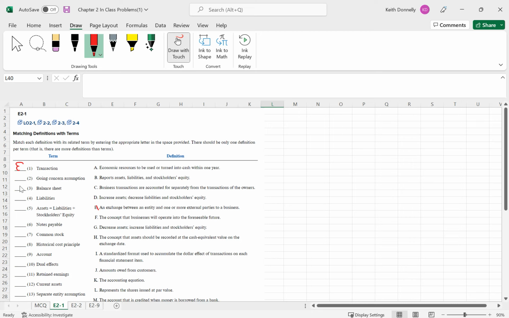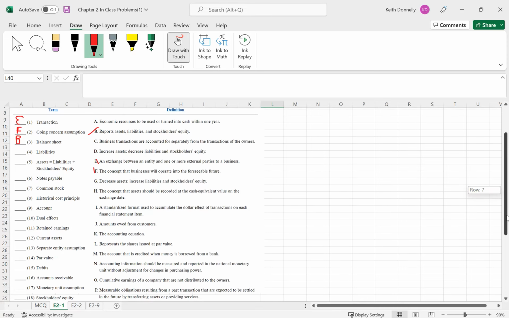Going concern, this is going to be F. The concept that a business will operate into the foreseeable future. We talked about that assumption. Balance sheet for 3, this is going to be B. It shows our assets, liabilities, and stockholders' equity.